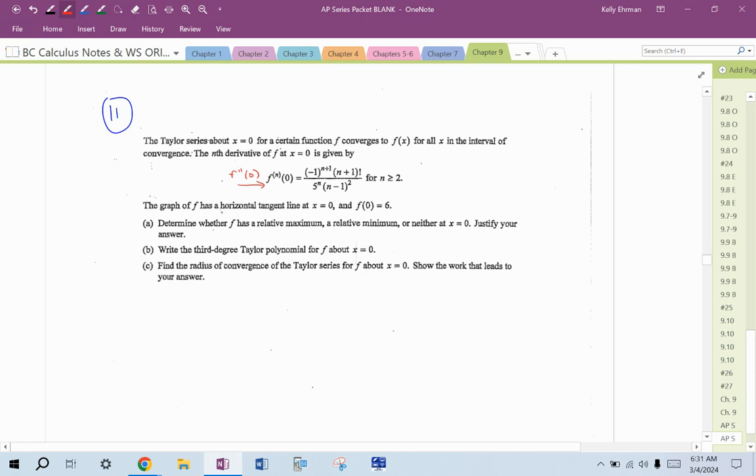The graph of f has a horizontal tangent line at x equals 0, and we're given f of 0 equals 6. Horizontal tangent line tells us that f prime of 0 is equal to 0. Because remember, that's where we've got some sort of a flat tangent line at a relative max or min. And then that ties into question A. Determine whether f has a relative max or min, or neither at 0, and justify your answer.